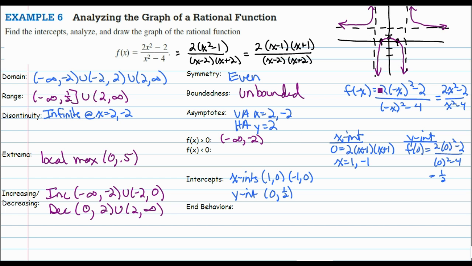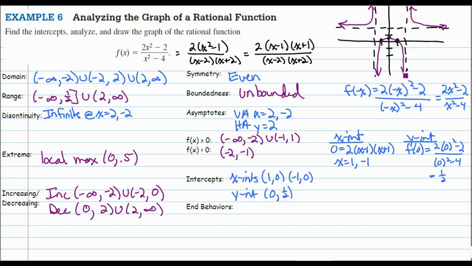But then a portion of the graph drops below the x-axis. So from the vertical asymptote until the x-intercept, we're below, so the y values are negative. Then we go back above the x-axis from negative 1 to positive 1 for this little piece right here.